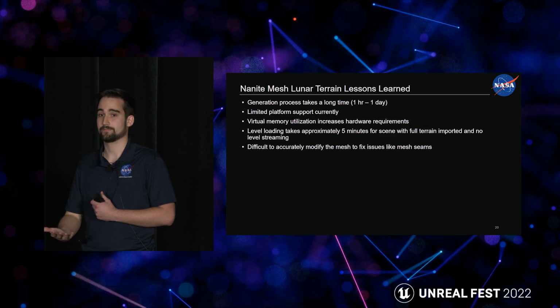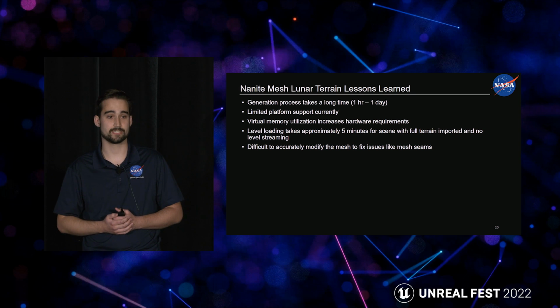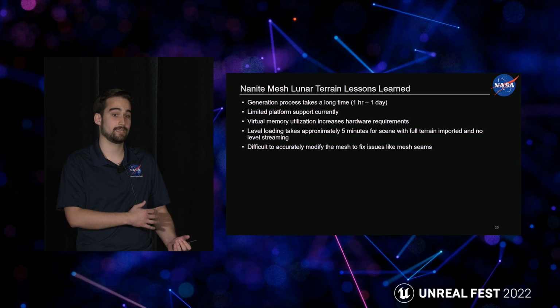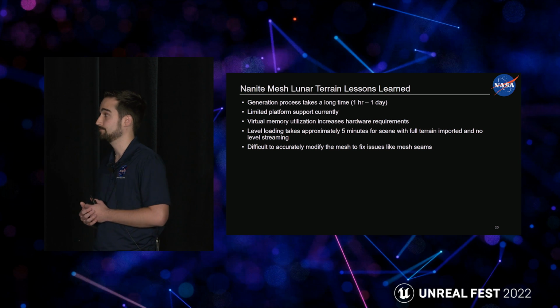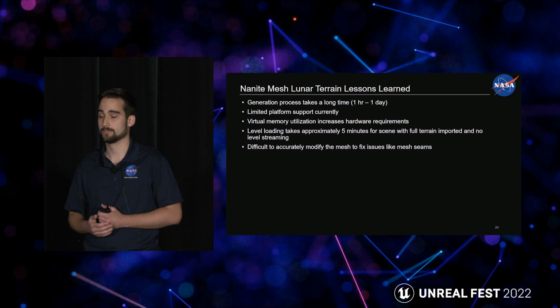However, it is not a perfect system. There are still some limitations, the first of which is that lengthy generation time. We do occasionally receive updates to our terrain generation methods, which force us to have to go back in and regenerate all of our Nanite meshes, and once again, like I said, that can take a relatively long time. So not an ideal workflow.